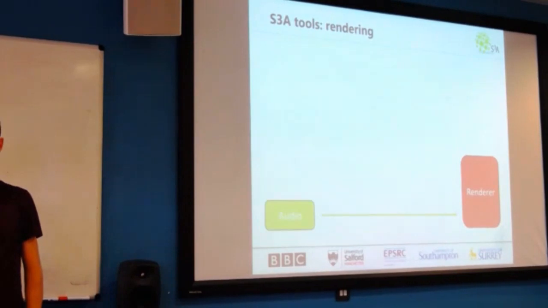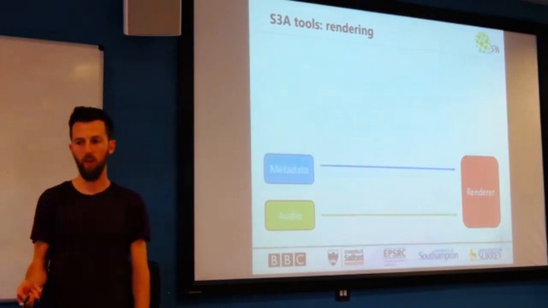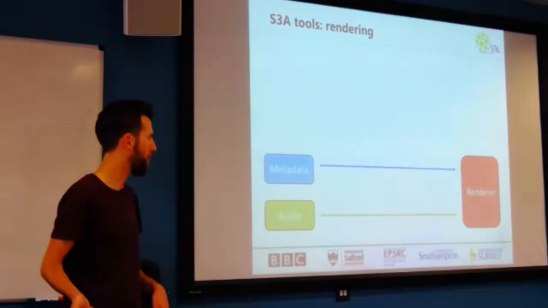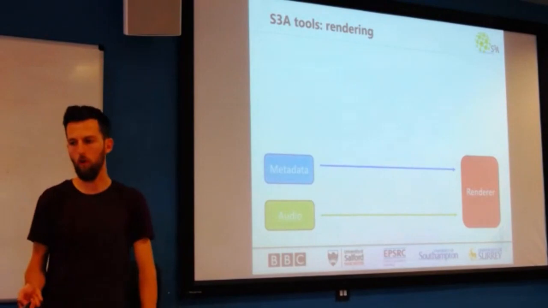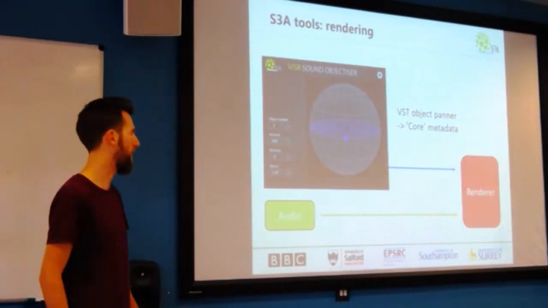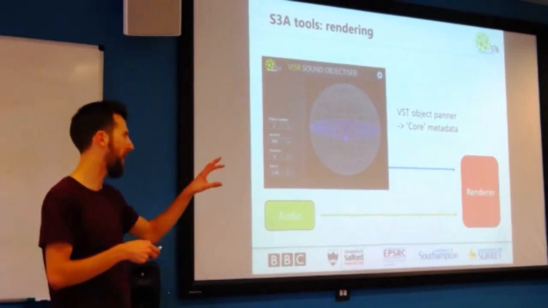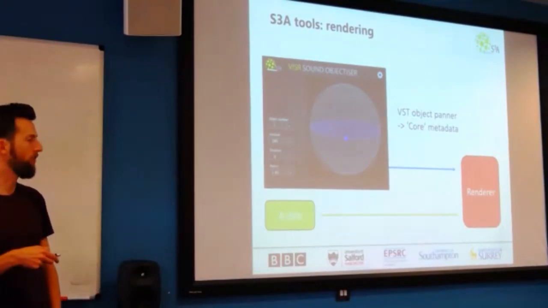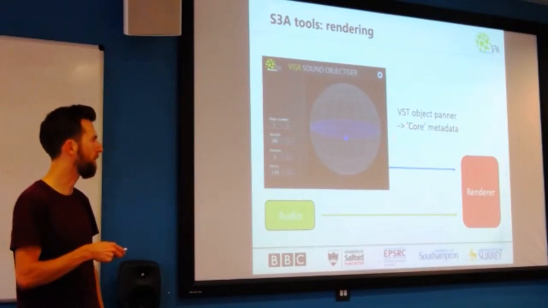In terms of what we did then to tell the renderer what to do with this audio, we needed this metadata stream, which we've referred to, I think, a number of times previously. And this metadata came in two formats. Firstly, it came across in a quite conventional way. We have these S3A panners, which are a three-dimensional panner. And you can also adjust things like level as well. These sit on each of the individual tracks and define what we're calling our core metadata.